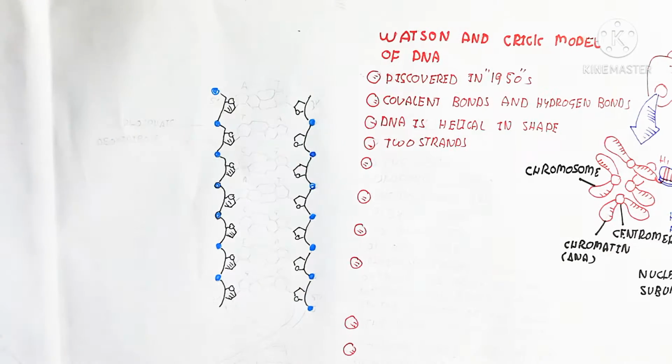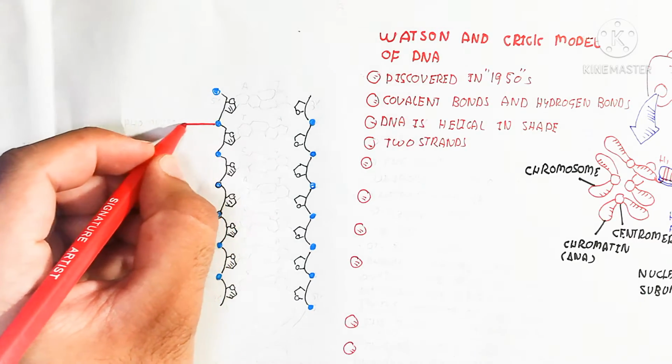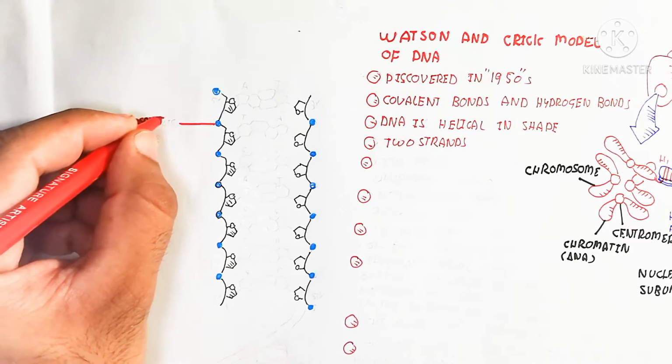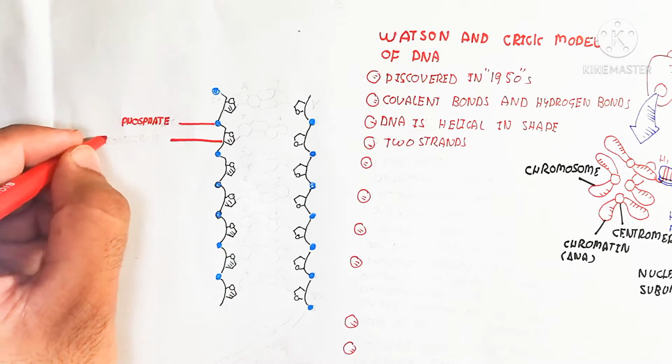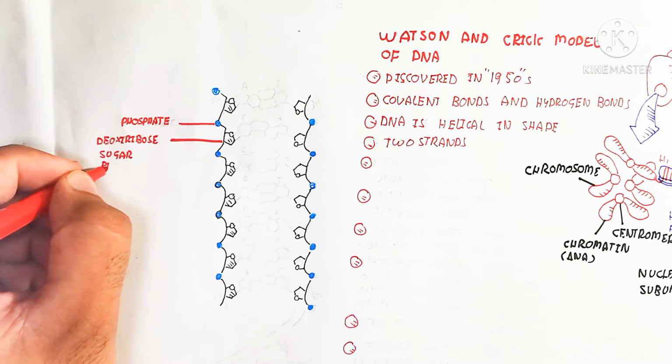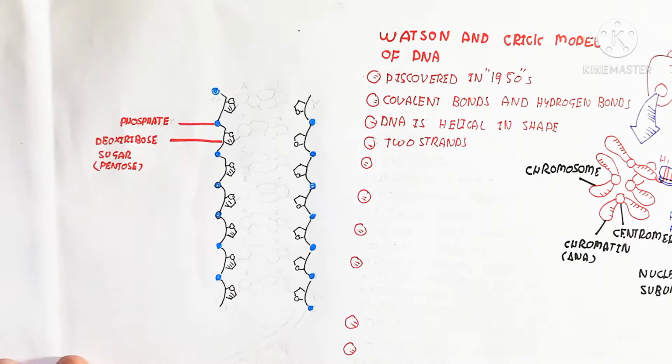So two strands are present. The two strands are made up of phosphate group and sugar. Let's here I am drawing the DNA structure, the backbone of the DNA, which contains a phosphate group as well as deoxyribose sugar. So here the phosphate groups are attached and deoxyribose sugar is present in the DNA, while ribose sugar is present in the RNA. Here we will just focus on understanding the Watson and Crick model of DNA.